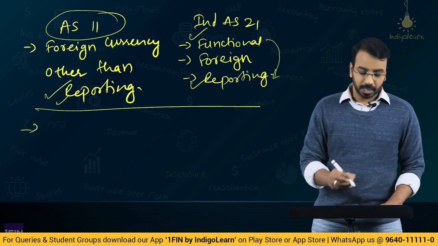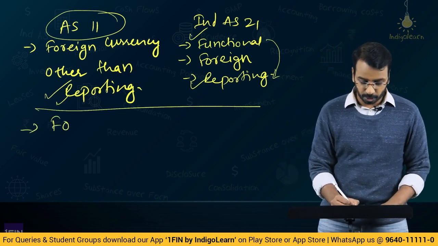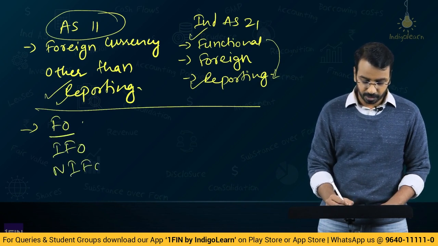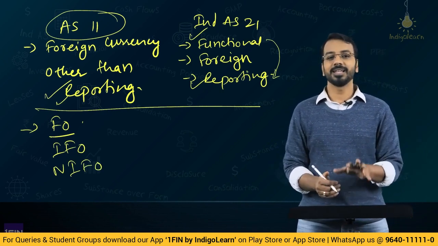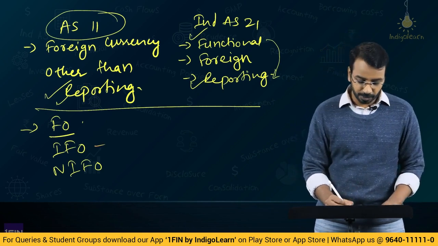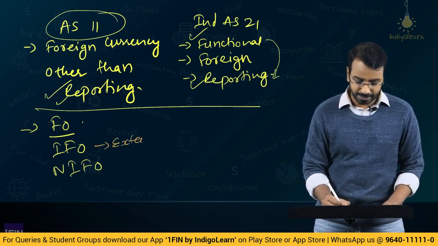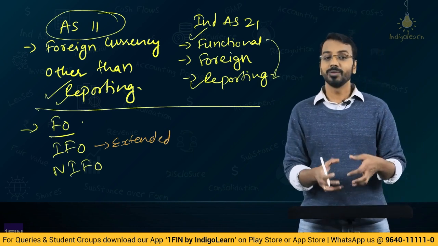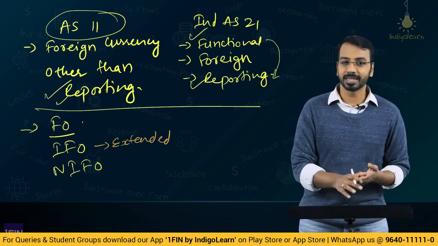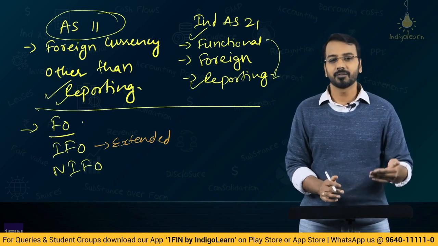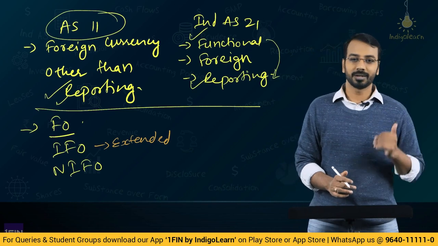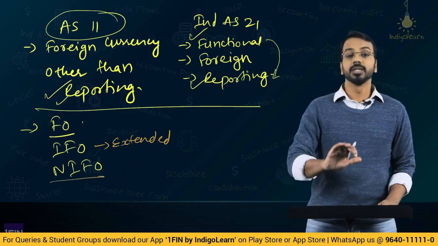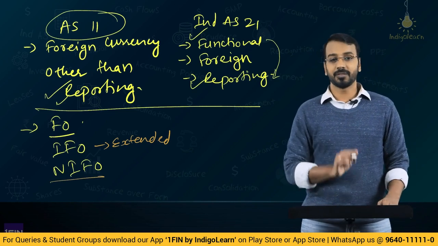Then, under AS 11, whenever we have foreign operations, we have the concept of integral foreign operation and non-integral foreign operation. Okay. And for each of these operations, the translation principles are different. For an integral foreign operation, it is like an extended entity. So, you will translate the transactions or the financial statements of the integral foreign operation thinking that the enterprise itself has entered into those transactions. Whereas for NIFO, there is a separate approach to translate the financial statements.